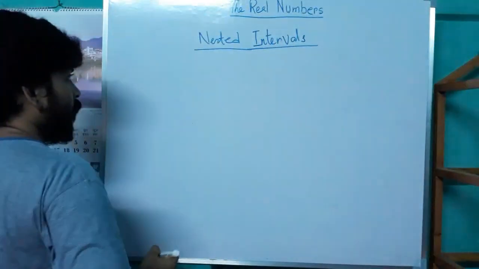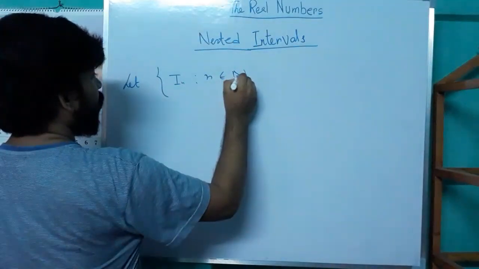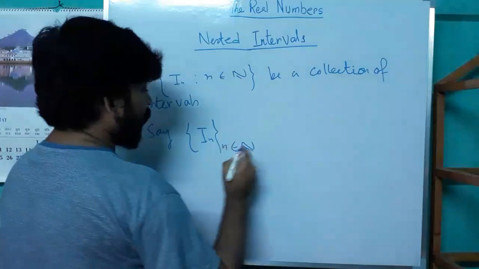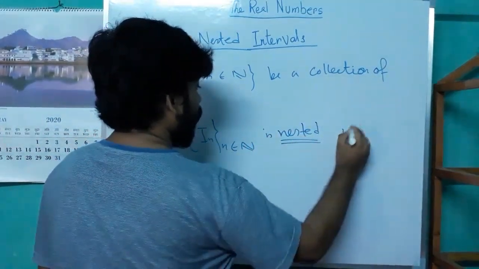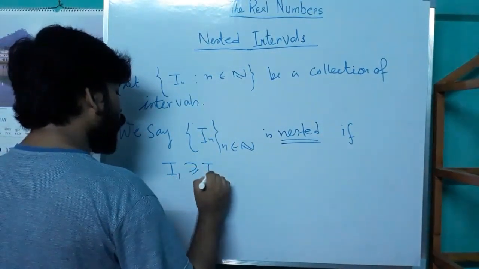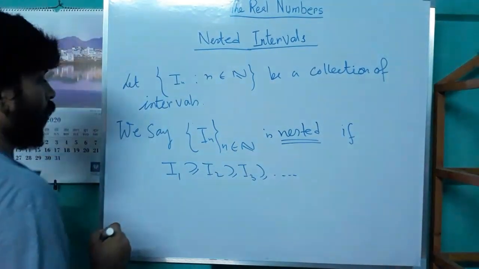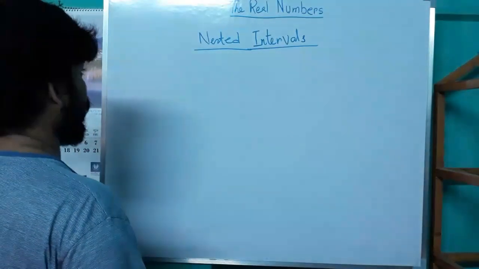Nested intervals. Let I_n, where n belongs to the natural numbers, be a collection of intervals. We say this collection is nested if I1 is a superset of I2, a superset of I3, and so on. Now we give some examples of nested intervals.